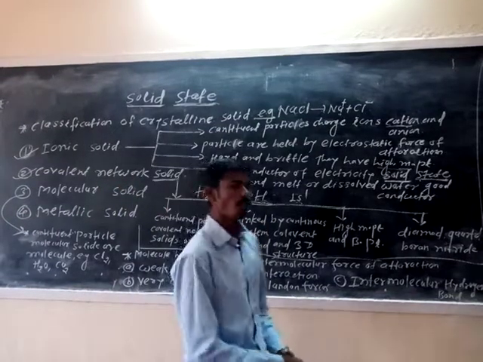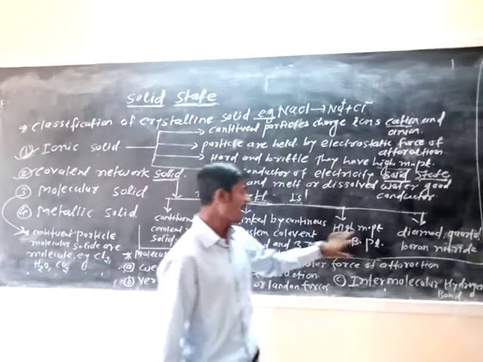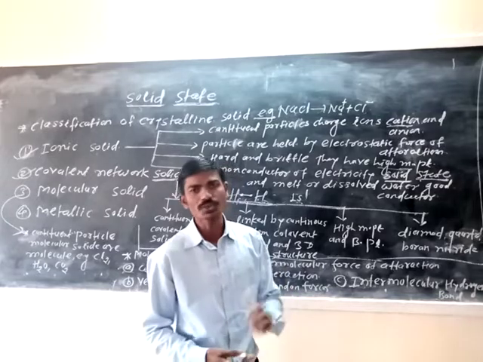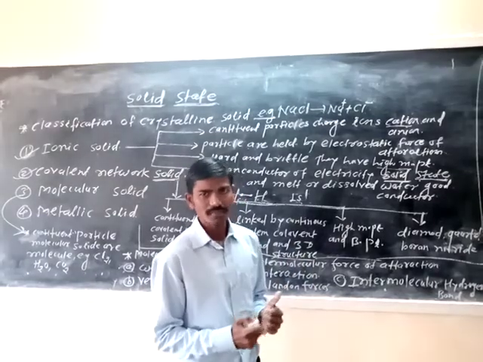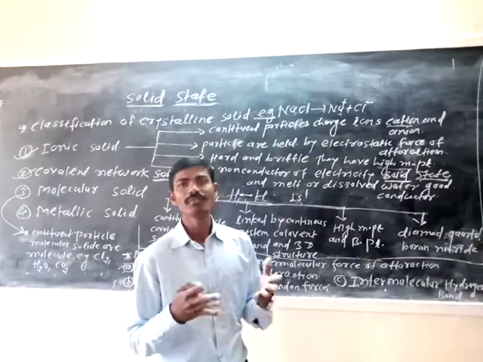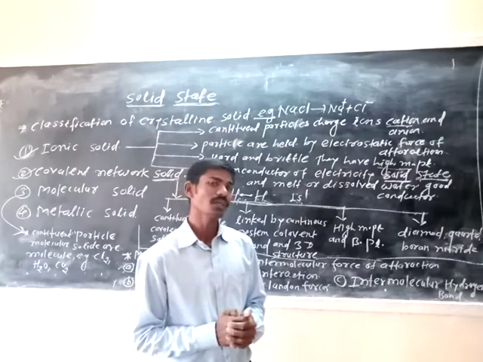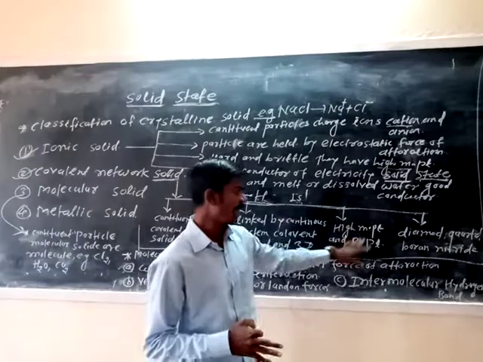Next, these covalent network solids are hard, with high melting and boiling points, because the covalent network solid is very hard. Diamond has a very high hardness, and its melting and boiling point is up to 3000 Kelvin.